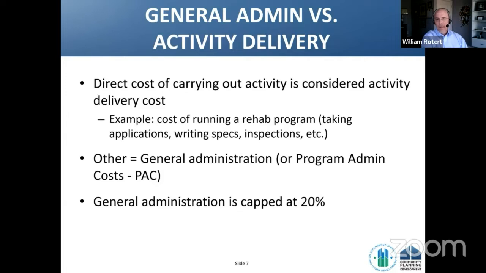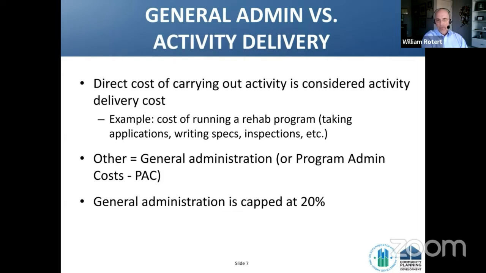Direct costs of carrying out a specific activity within your program are generally considered to be activity delivery costs. Examples include the costs of running a rehab program. Most entitlement grantees, for example, have some form of single-family housing rehab program. And most of the personnel costs related to that, such as taking applications, spec writing, and doing inspections, those costs are charged against the housing rehabilitation program and not against your general admin and planning cap.